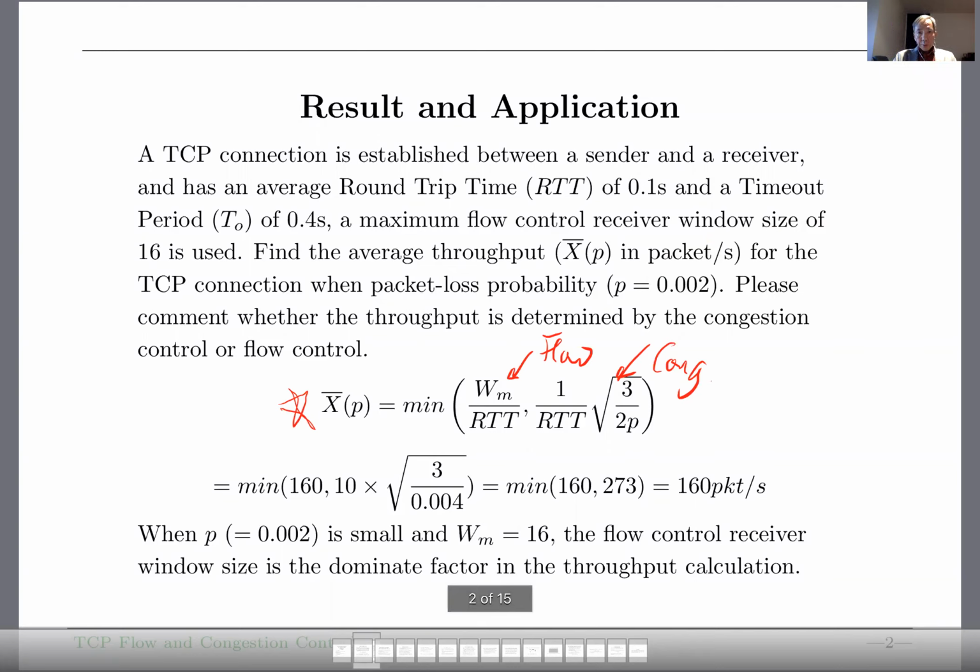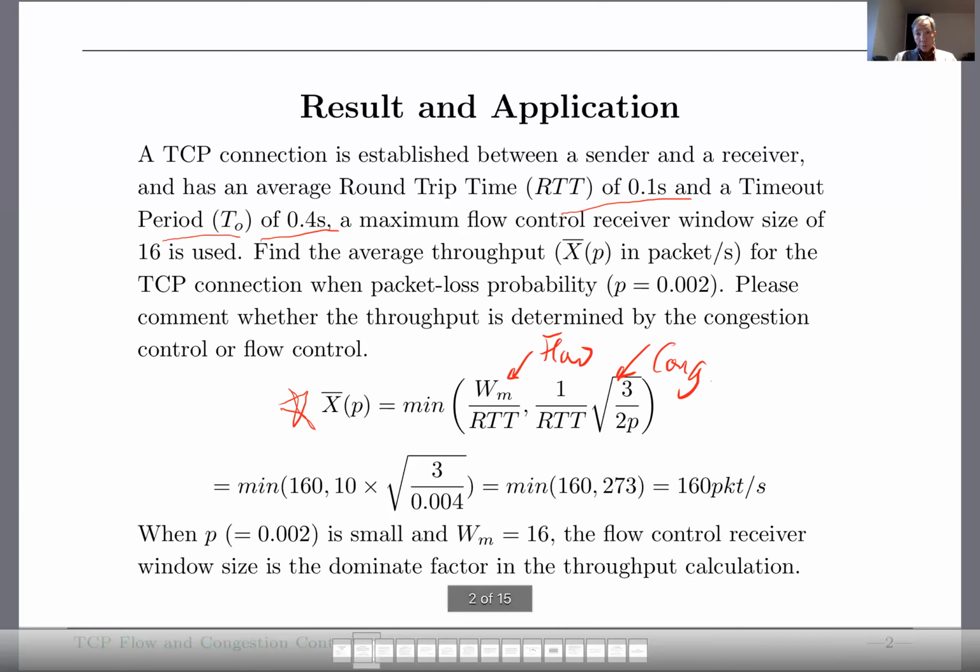And the exercise is about a connection between a sender and receiver, with an average round trip time of 0.1 second and a timeout period of 0.4 second. Now, once you do not receive acknowledgement after the timeout period, you retransmit. So you're transmitting old packets, and therefore they are not included in the throughput.